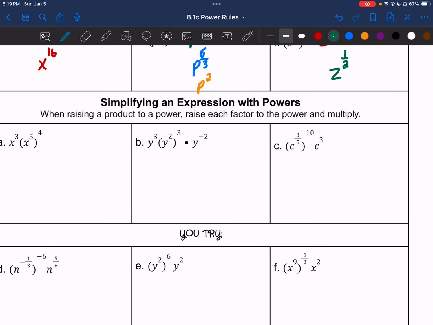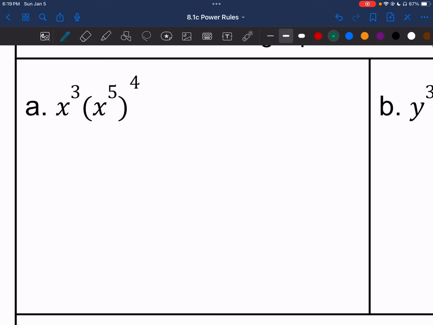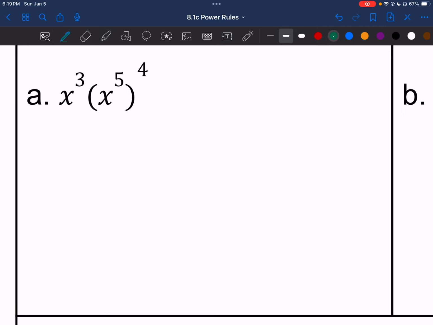All right, so simplifying an expression with powers. When raising a product to a power, raise each factor to the power and then multiply. So when we look at this, we are looking at a couple different things happening. We've got x to the third times the quantity x to the fifth to the fourth power. So that 4 only distributes to what's inside of the parentheses.